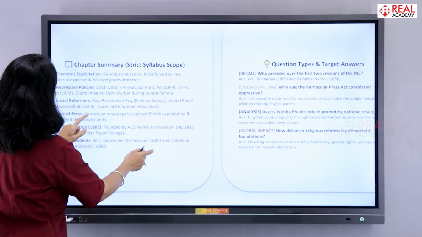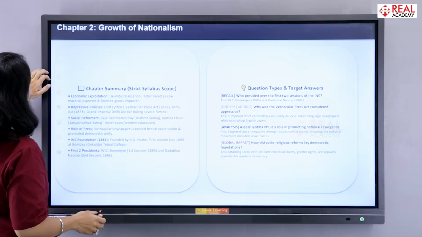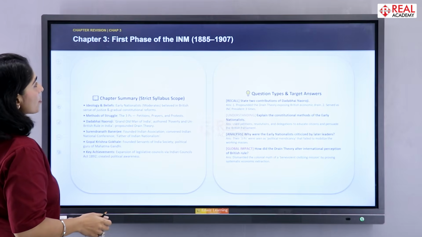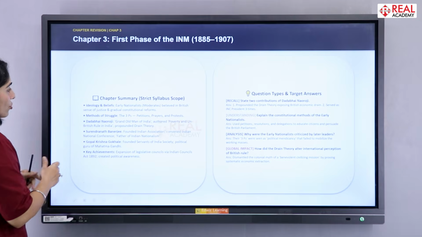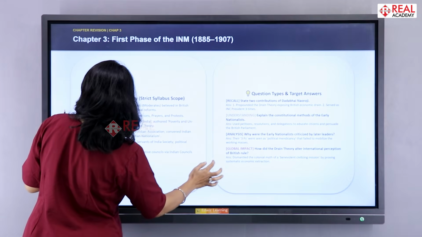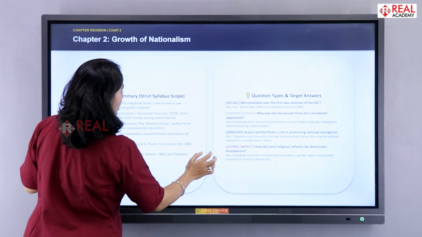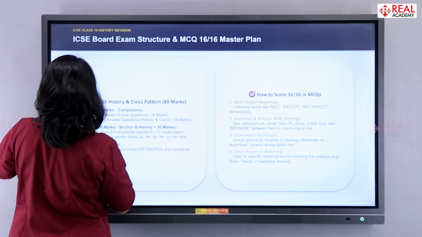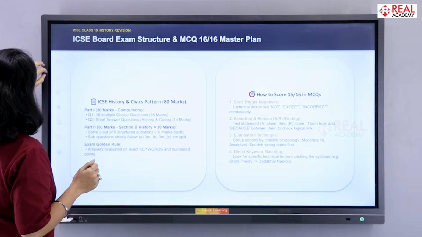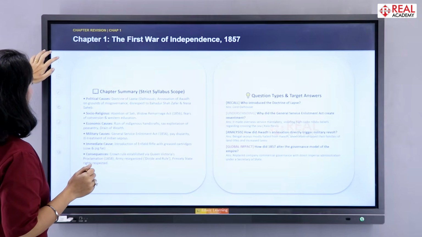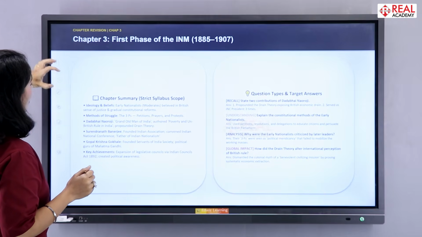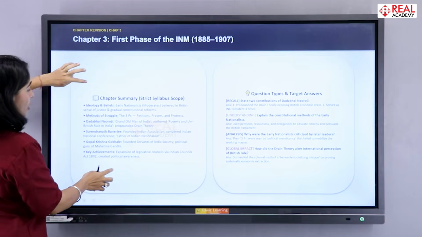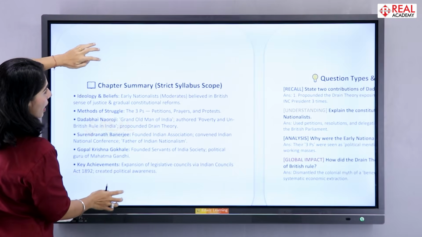So we now move ahead to the next chapter, which is the first phase of the Indian national movement. Okay. Your chapter 3, let's talk about the important topics here. Just like what we discussed previously, we'll talk about the ideology and the beliefs that we all were looking up to.